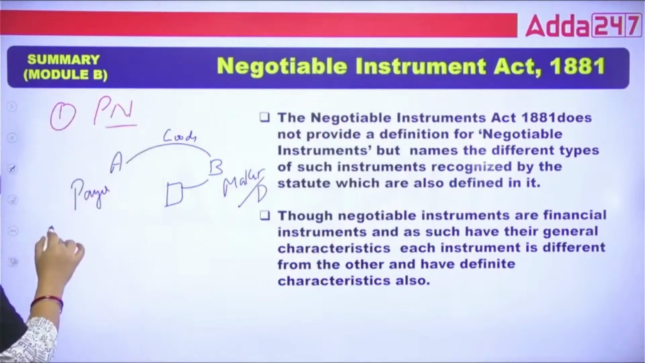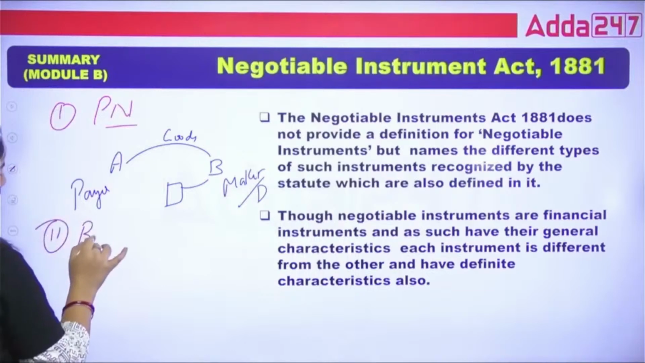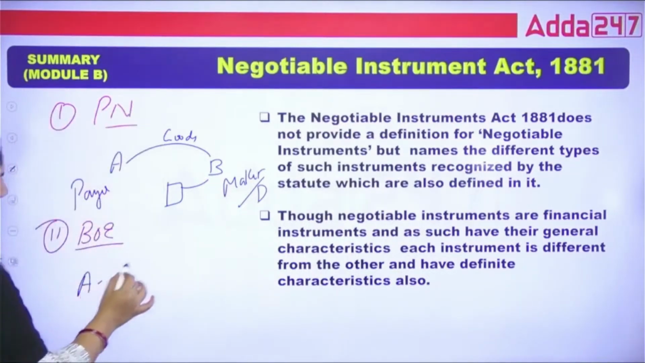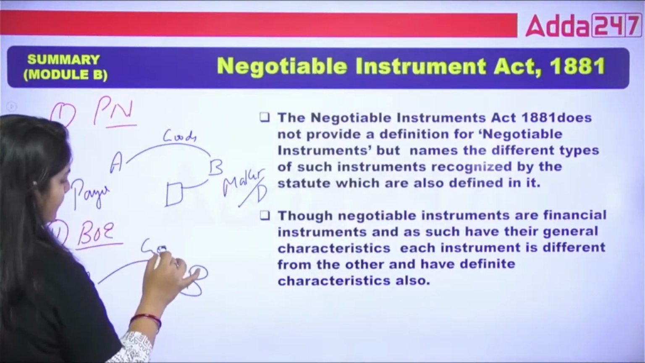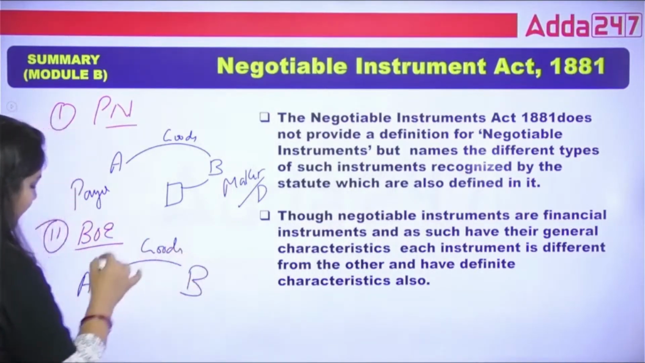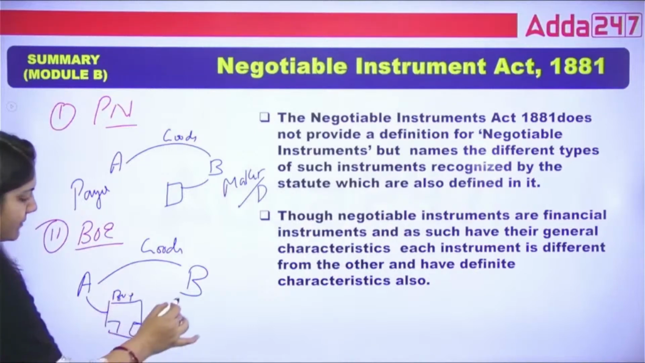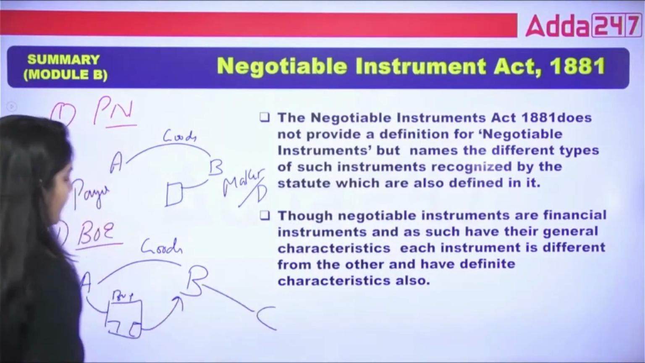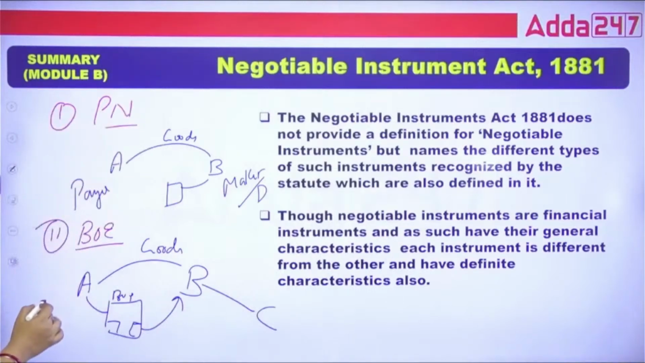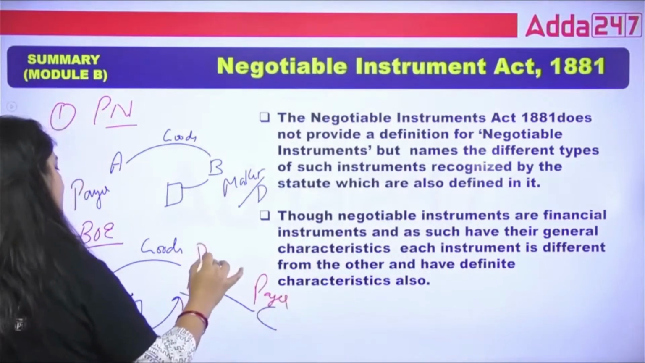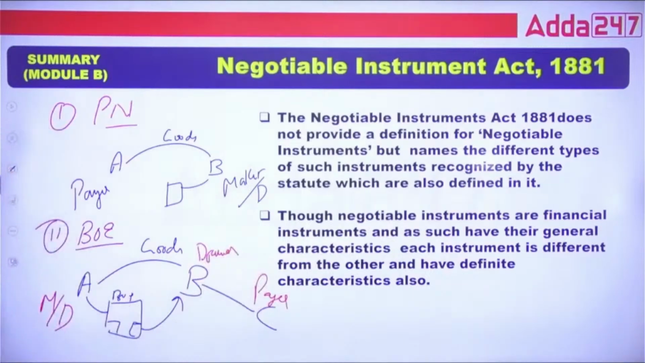Now the second thing is bill of exchange. In the bill of exchange, same example, A transfers goods to person B, but in this one, A will make this bill of exchange. He will sign here and then B will also sign and now it goes to person C. So A is called maker or drawer, C is called payee and B is called drawee. So these are the three persons in a bill of exchange.